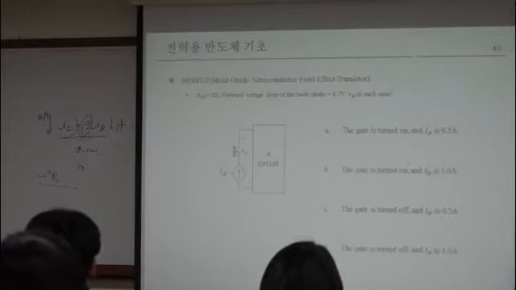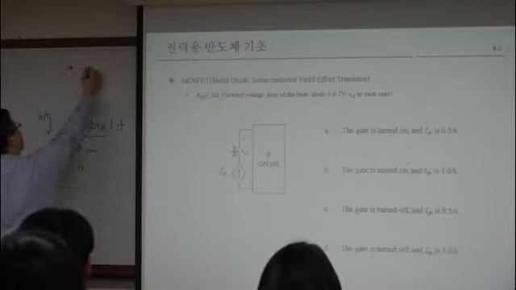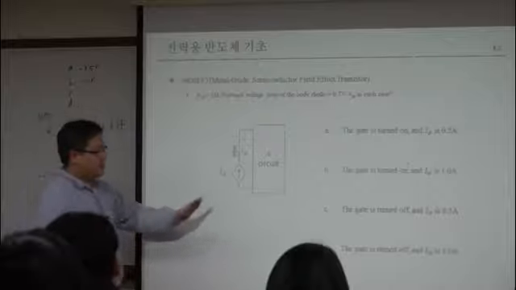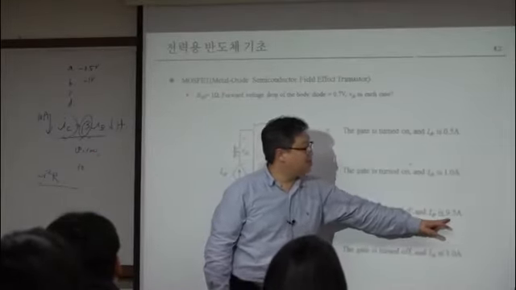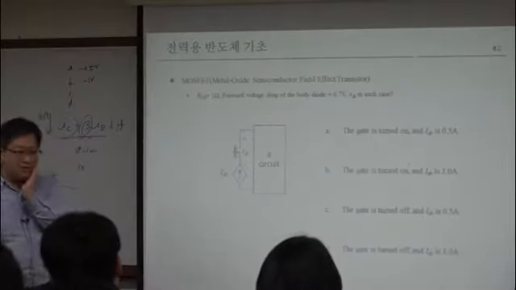Okay, what's the VDS in this case? Minus 1. Okay. A, B. What about C and D? What about C? Gate is turned off. IDR is 0.5, as in the first case. What is the VDS at this condition?